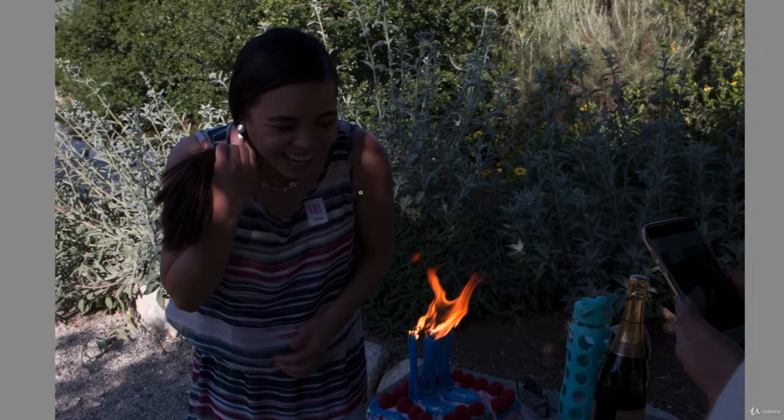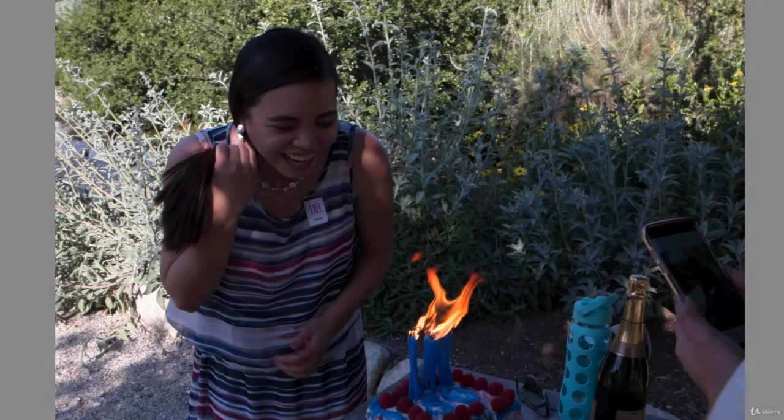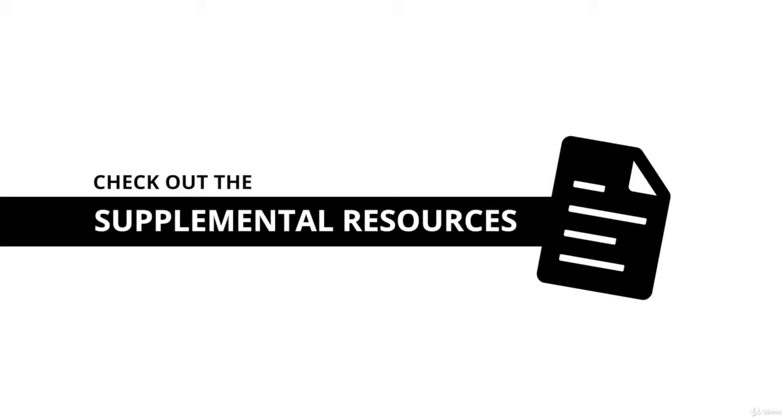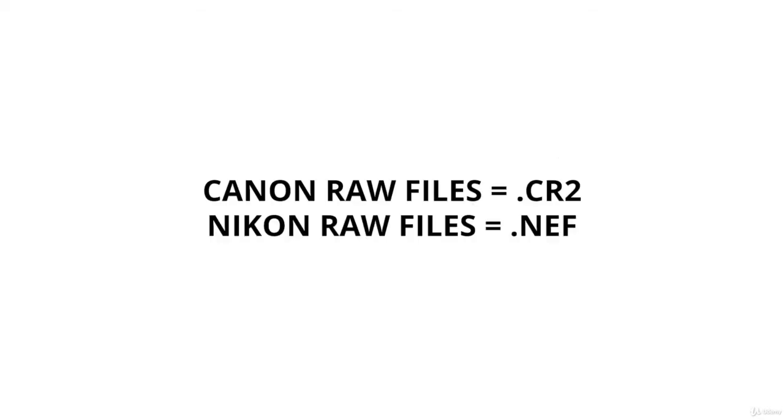This means when you start to edit the file in post-production, you will have the maximum amount of information to change and edit as you see fit. RAW images will be bigger in file size and also look a bit flat out of the camera, which means less contrast and less saturation. We'll include a link to the supplemental resources of this section with a list of all the different RAW file types. For example, Canon RAW files are .cr2 files, while Nikon RAW files are .nef.